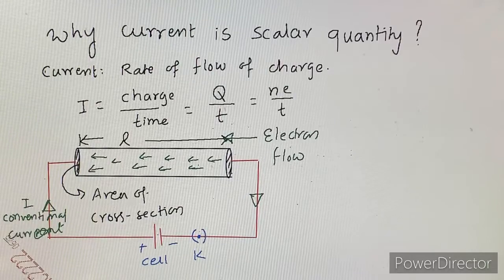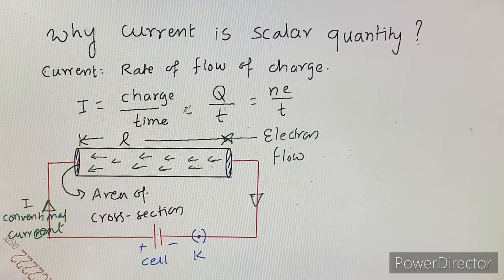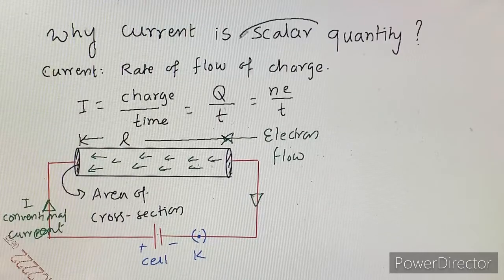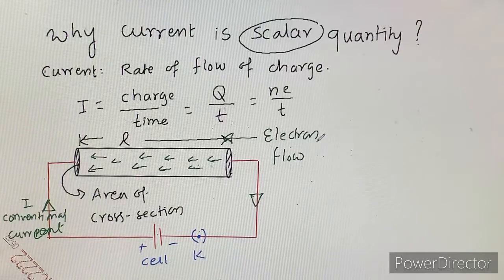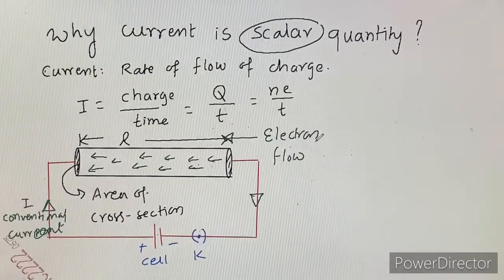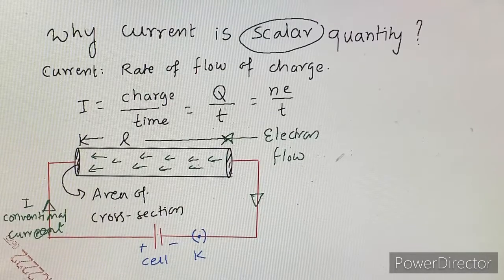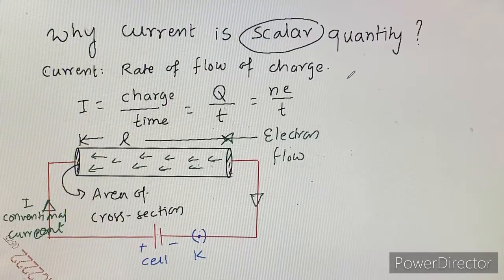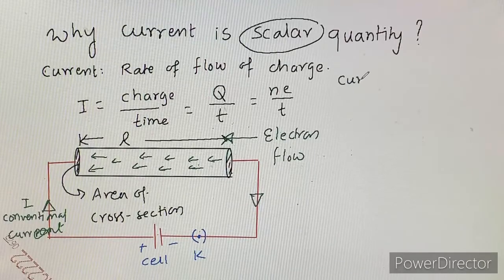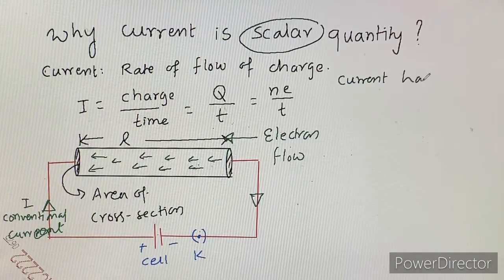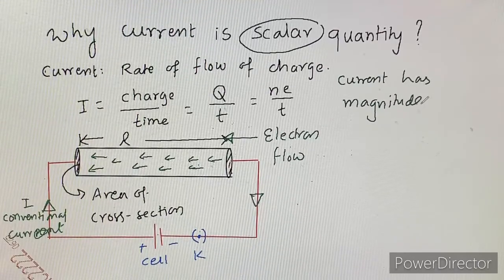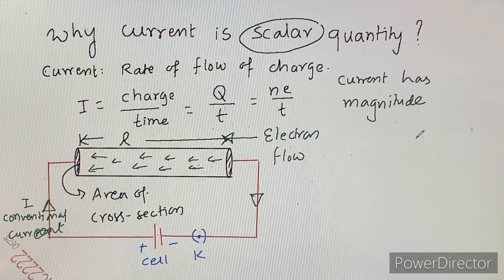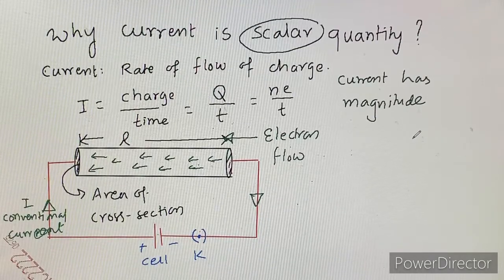Now, what is a scalar quantity? Basically, we have it in standard 9th. The physical quantity which has only magnitude, or which can be completely expressed by its magnitude, is called a scalar quantity. But here, current has magnitude. Now, what is magnitude? It is a numerical value. Say 5 ampere is a current. So 5 ampere is a magnitude.